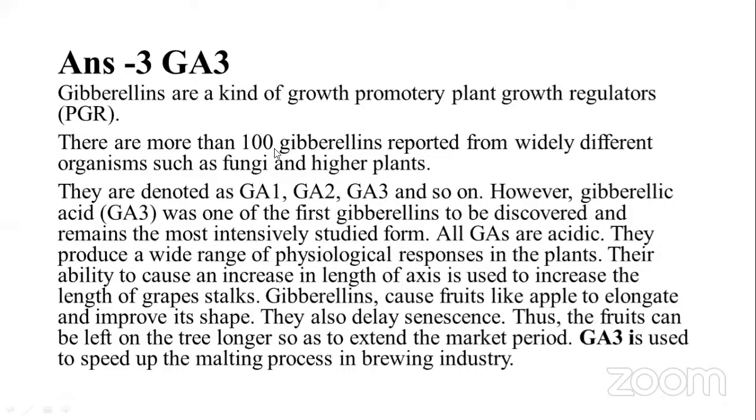See this one: more than 100 gibberellic acids reported from widely different organisms such as fungi and higher plants. Particularly gibberellic acid GA3 has the highest utility. GA3 is used to speed up the malting process in the brewery industry. That is also very, very important.